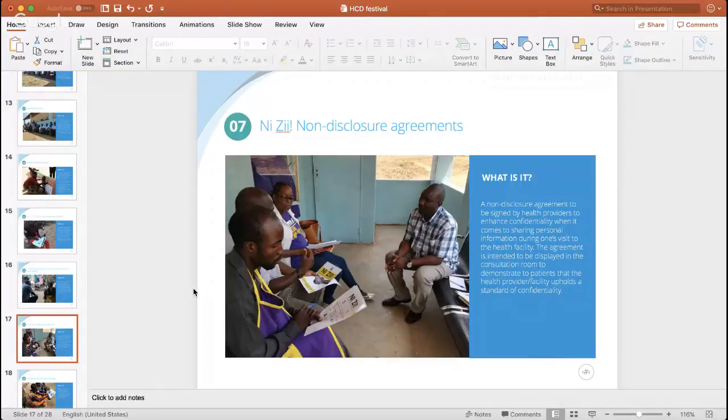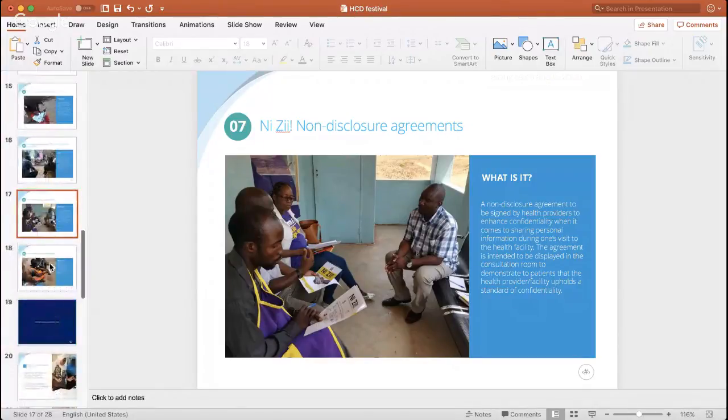So for the second iteration, we tested the solution, as I am saying, with little tweaks on the way these promises were being displayed and the way in which the promises were being made between the client and the provider. So this is also another prototype that we are scaling and moving forward with in Zambia.